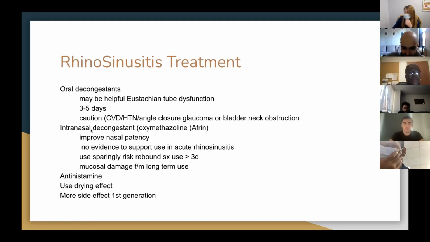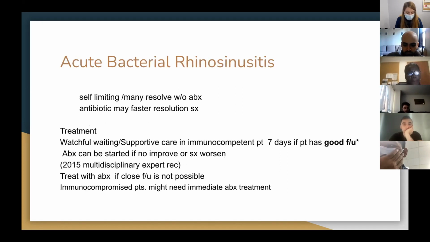Intranasal decongestion, that's the Afrin. Great for like 3 days or less because it improves the nasal patency. However, the problem is that if you use it for longer, you can get rebound and actually make the swelling worse, and long-term can damage the nasal mucosa. Antihistamine, great for the drying effects.